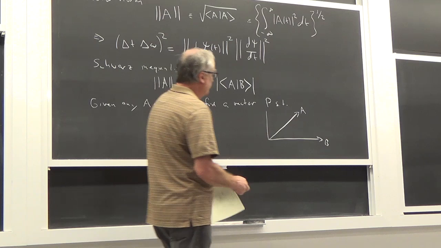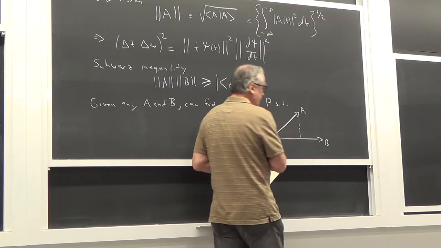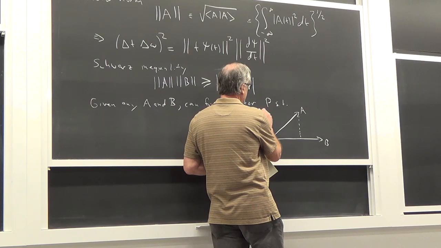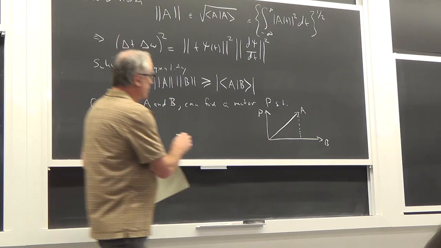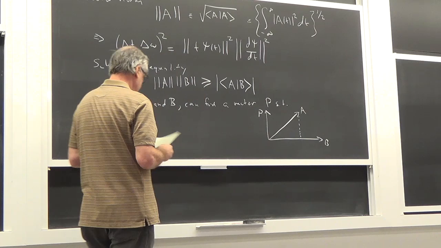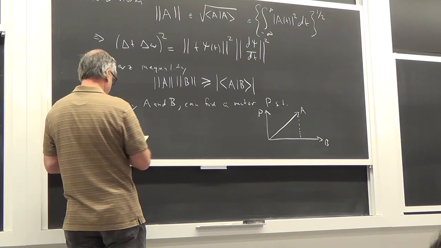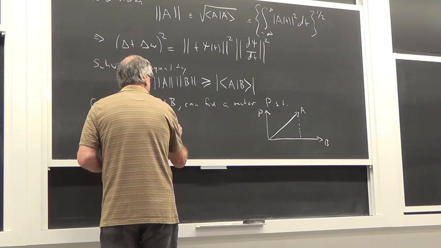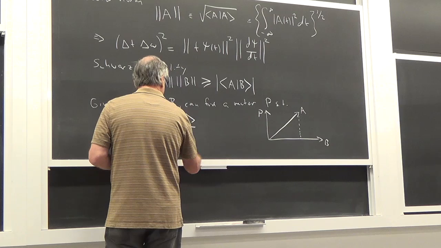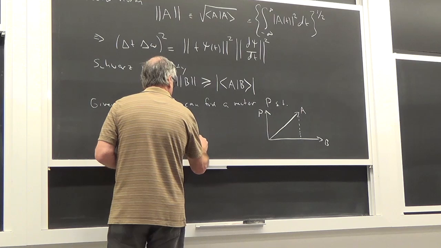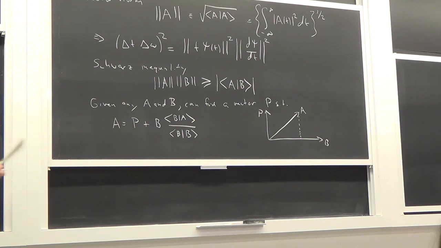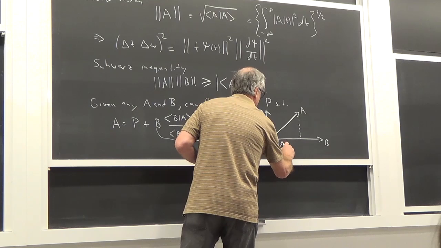I can decompose A into a piece along B and a piece perpendicular to B, P for perpendicular. So the sum of P and whatever's here is going to be A. I can do that decomposition. That is, I write A is equal to the perpendicular component of A plus the component along B, where that component along B is just given by the scalar product of B with A divided by the scalar product of B with itself to get the normalization right. And so this piece is precisely this piece there.